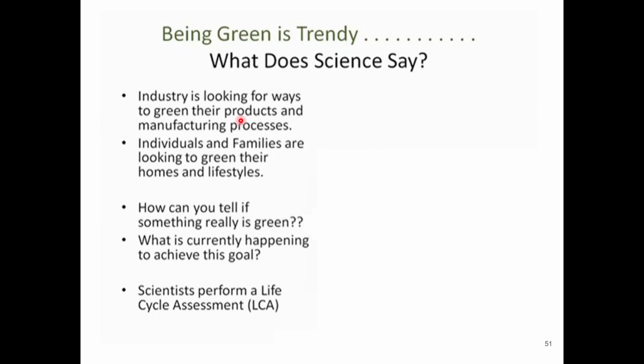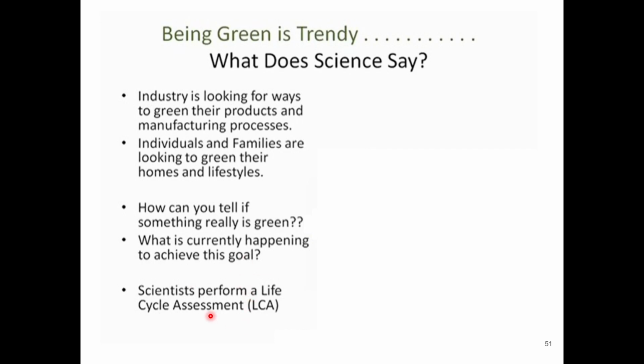Industry is looking for ways to green their products and manufacturing processes. Individuals and families are looking to green their homes and lifestyles. However, how can you tell if something really is green, and what is currently happening to achieve this goal? We are always looking for green products, green manufacturing processes, green lifestyles and green homes, but how can we really say that it is green? What is currently happening to achieve this goal?